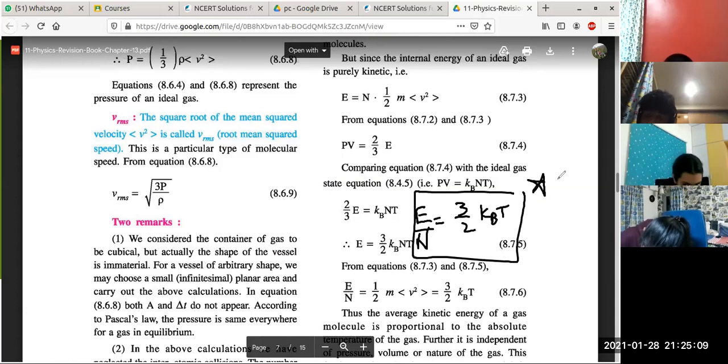This is a magical equation. You can directly see the temperature of the gas and tell me the energy of the molecule. Very magic, just temperature, that's it. kB is a constant and T is temperature.